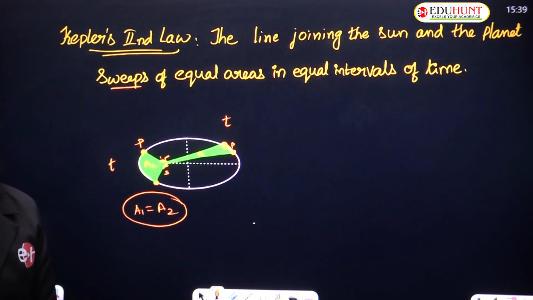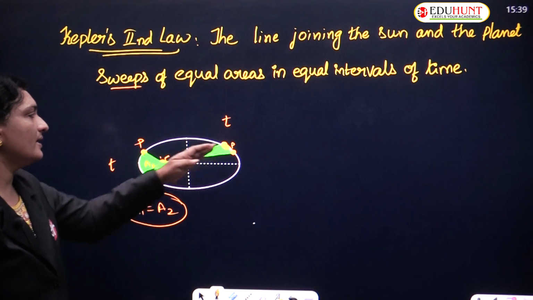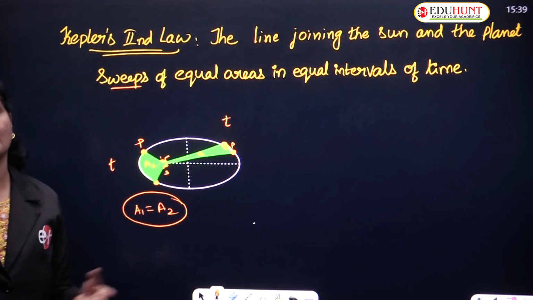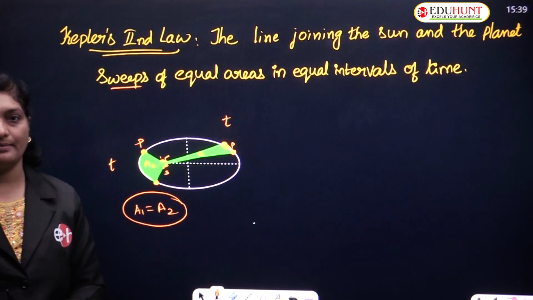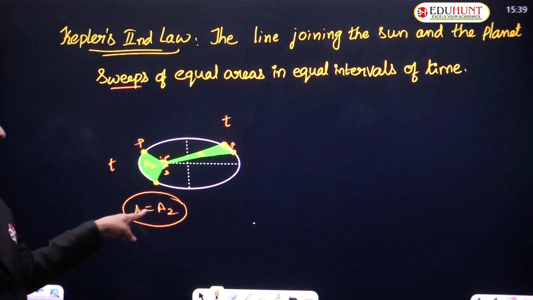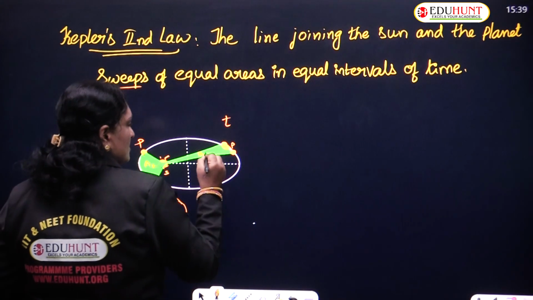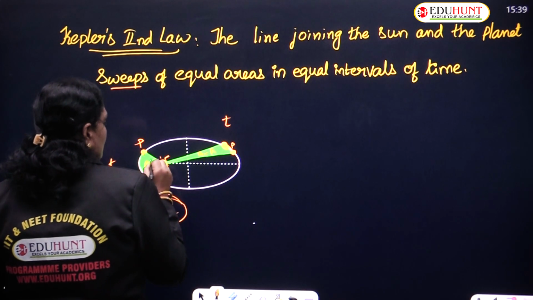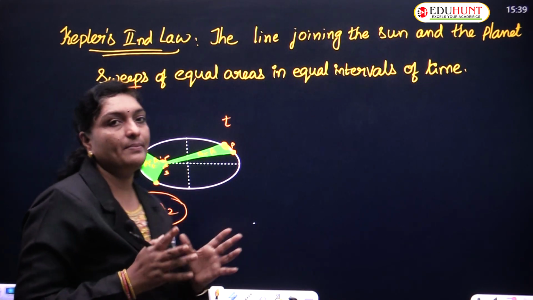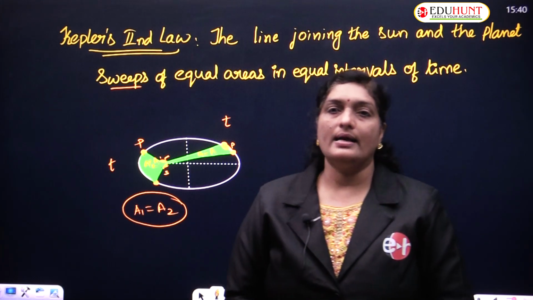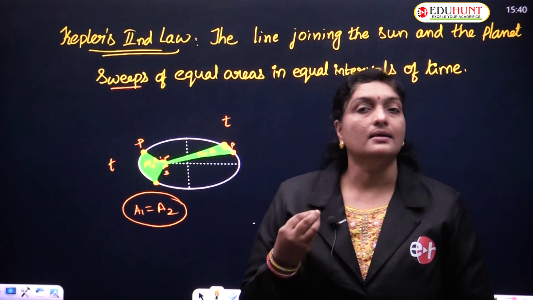So how is it possible, children? The thing is that here it moves slower, whereas here it moves faster, so that the same amount of area can be covered. Same area. If A1 is A, A2 must also be equal to A only. So this is what he was saying. Same areas. Okay.